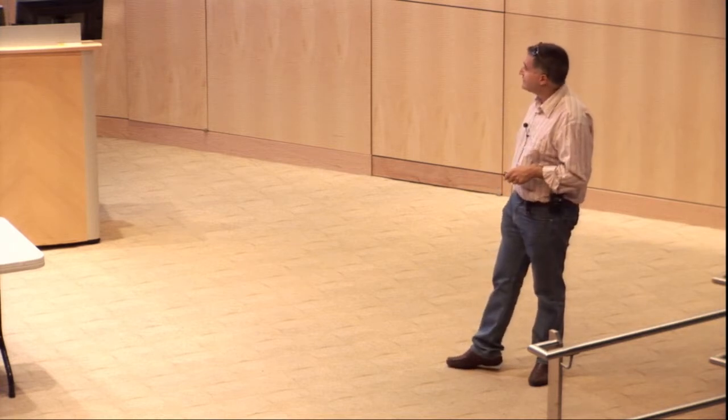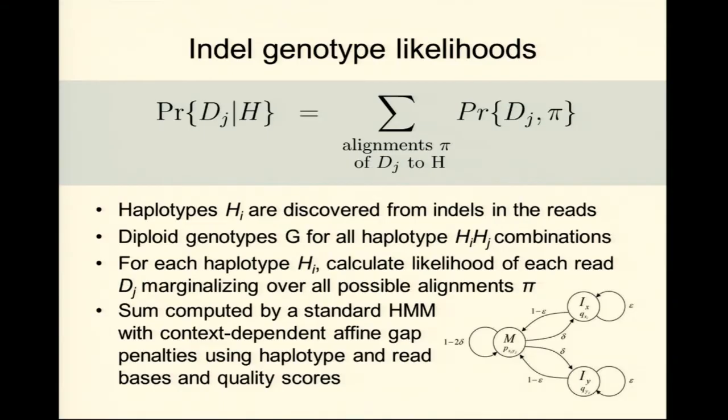So once it has these candidate alleles, it forms haplotypes, and then it computes the genotype likelihoods using a pair HMM model. This is a standard HMM with affine gap penalties, and if people are interested, we can go over the math and the details of how this is done later on. But this is essentially the way things work with indels.